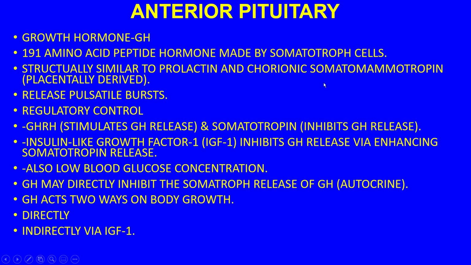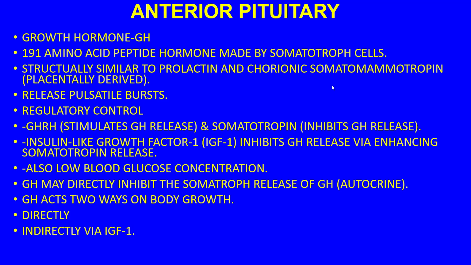Now let's get into one of the biggies, growth hormone, GH. It is a 191 amino acid peptide. It's made by the somatotroph cells. Growth hormone is structurally similar to prolactin and to chorionic somatomammotropin. That last one is placentally derived, meaning that you find it only in the placenta. Now, GH is released through pulsatile bursts. The regulatory control is that GHRH stimulates GH release. And interestingly enough, somatostatin inhibits GH release.